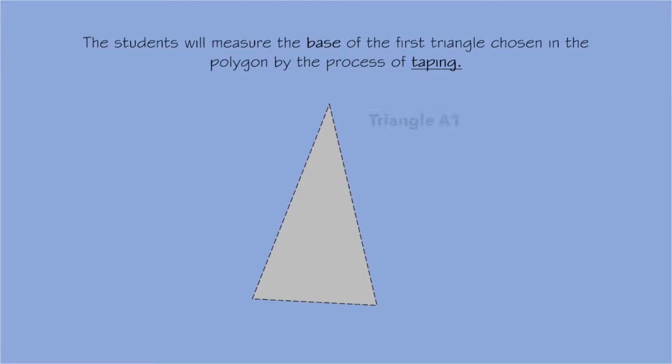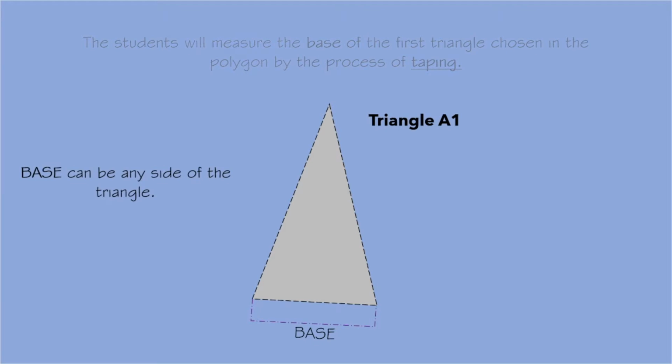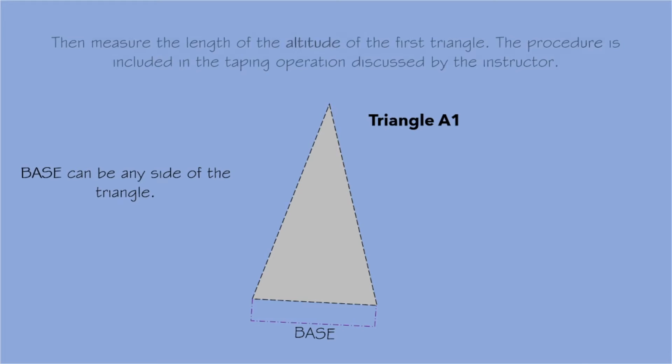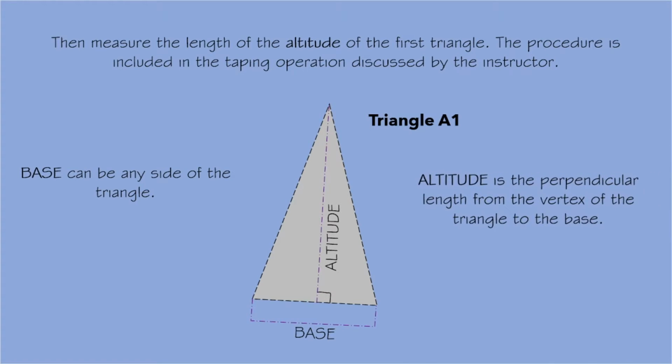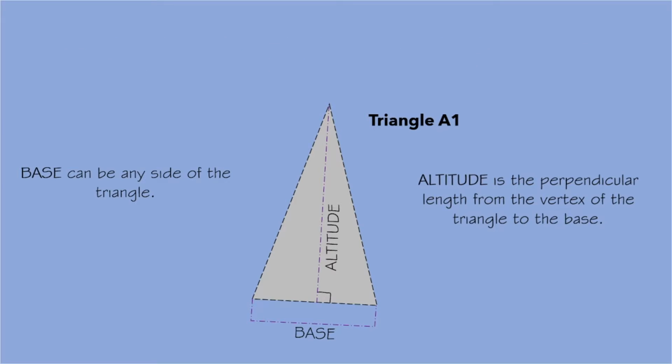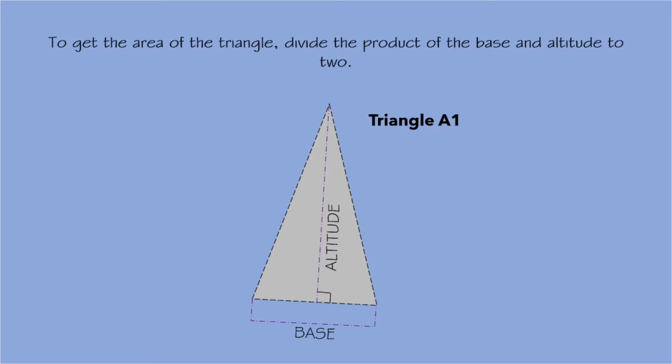Then for the third step, measure the base of the first triangle chosen in the polygon using tape, knowing that the base can be measured on any of the sides of the triangle. Then, measure the length of the altitude of the first triangle. Additional information: altitude is the perpendicular measurement from the vertex of the triangle to the base. To get the area of the triangle, divide the product of the base and altitude by 2.